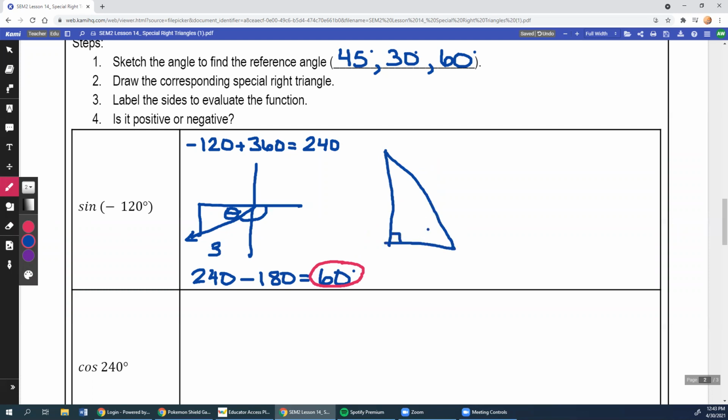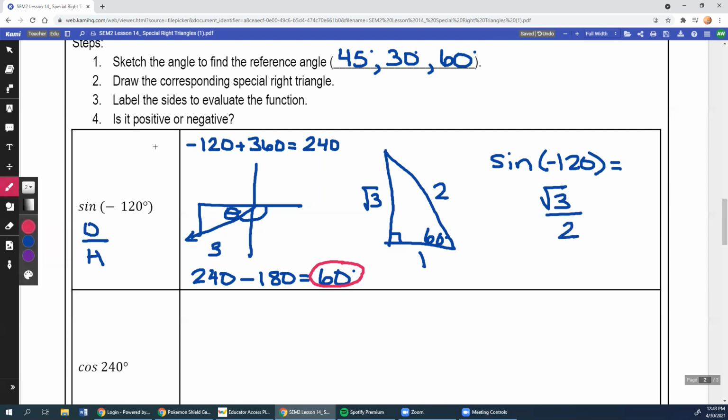That's all right. So we have 60 degrees down here. Short side is 1, long leg is √3, hypotenuse is 2. So we have sine, and again, sine is opposite over hypotenuse. So sine of negative 120 is equal to, so we go from our 60, opposite is √3, hypotenuse is 2. And then finally, the last thing we have to look at, is it positive or negative?